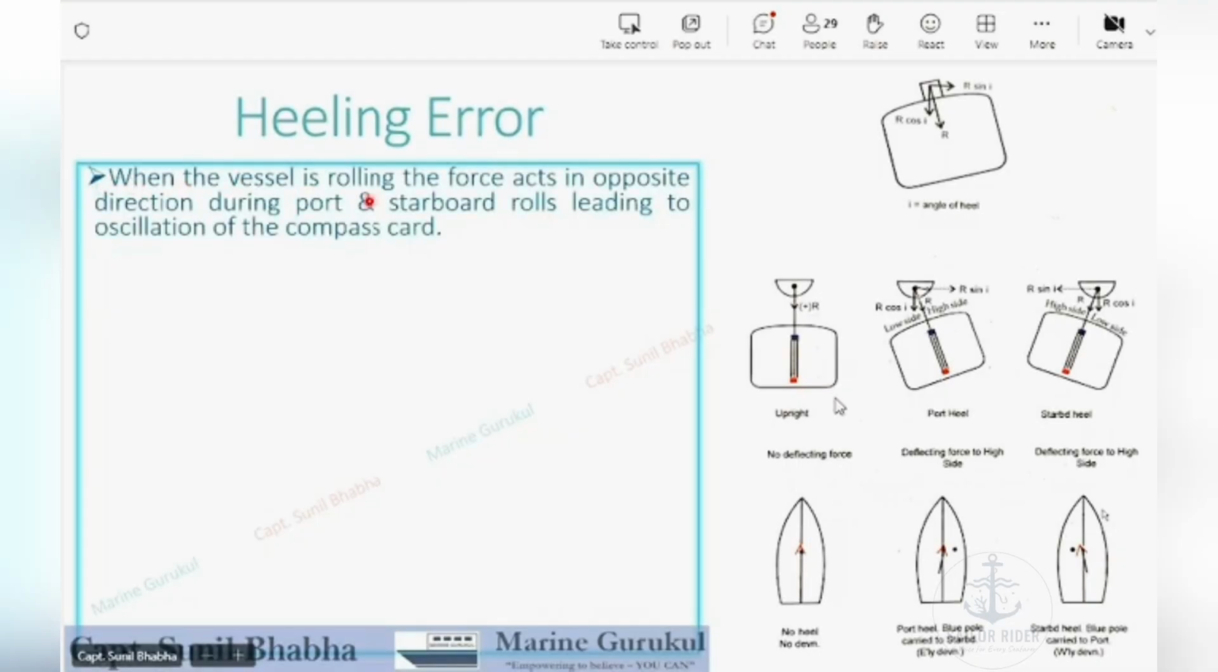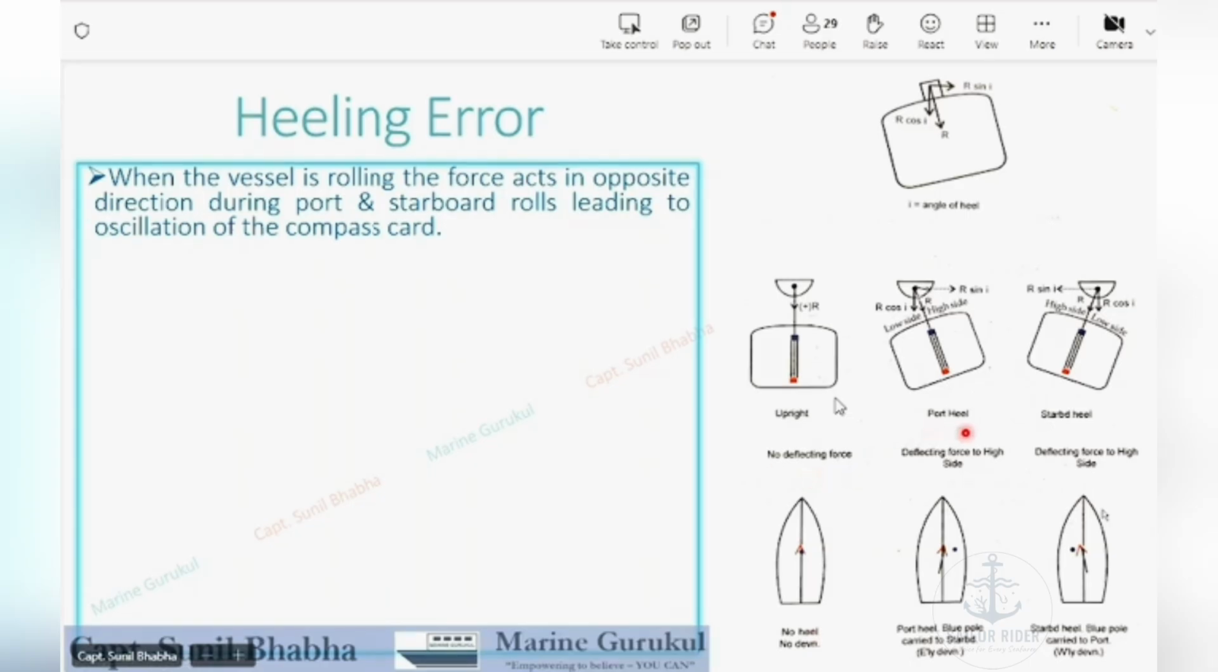Now when the vessel is rolling, this oblique field or force acts in opposite directions during the port and starboard rolls, leading to oscillation of the compass card. You can see in this condition the vessel was upright, and the vertical field was not causing any deviation. So you can see here, no heel, no deviation. There is no deflecting force.